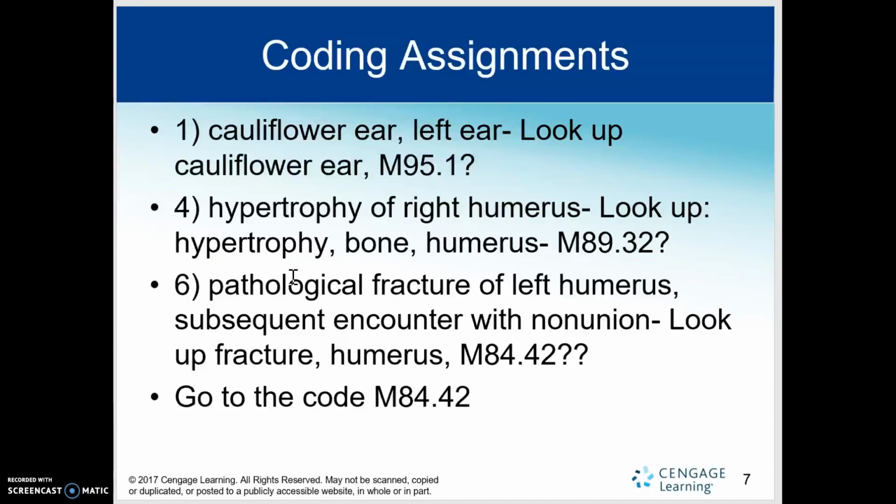All right, for number 4, that's the next one we're going to do. Hypertrophy of the right humerus. What do we actually have? What would we actually look up here? We have hypertrophy. So let's find hypertrophy in our index. Hypertrophy of the right humerus.